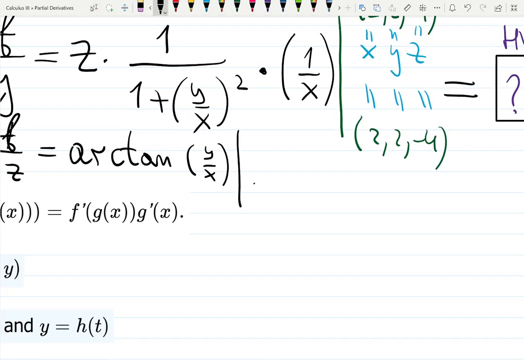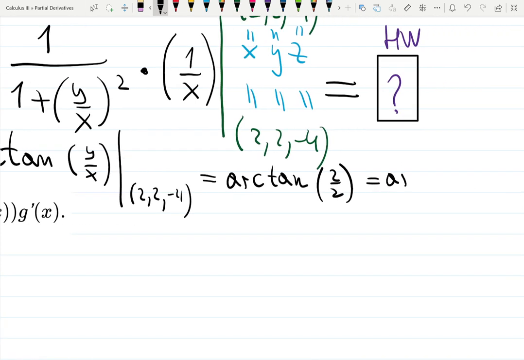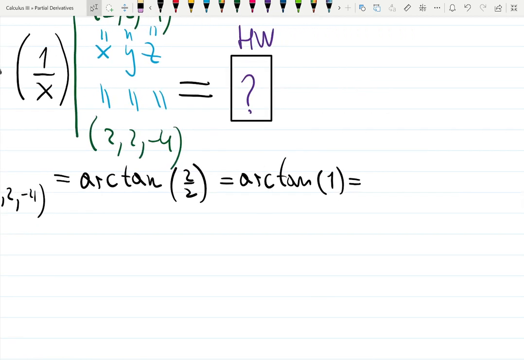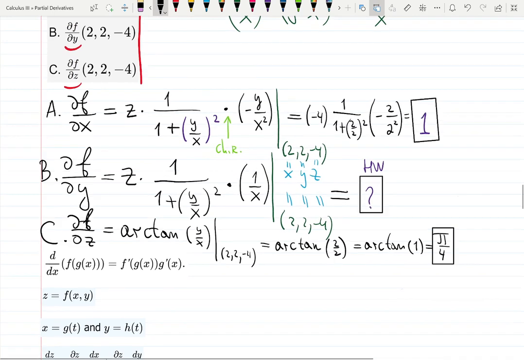A bar plugging in 2 minus 4. So again, a bar means at. That's a very popular notation. And it becomes arctan of y over x, 2 over 2. That is just arctan of 1. Arctan of 1. The tangent of what angle gives you 1? Pi fourths. Good job. That one was actually the easiest one to calculate. This is an amazing problem for the test.